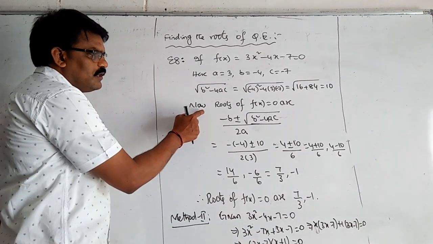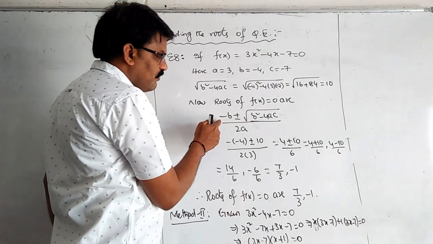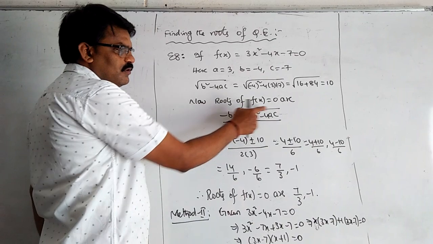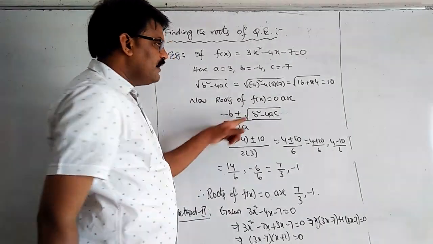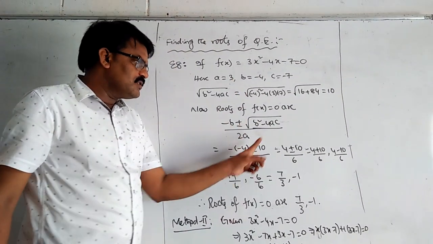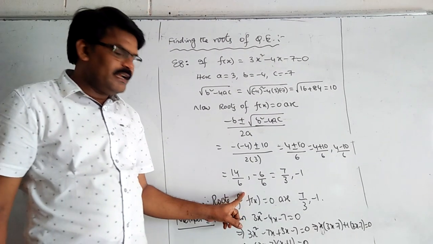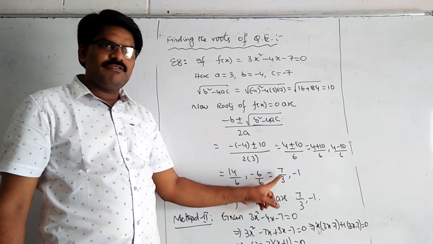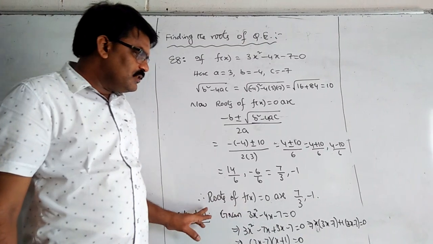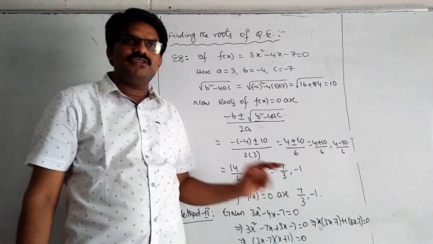Now substitute. The roots of f of x are, you know that the formula is minus b plus or minus root of b square minus 4ac by 2a. Substitute the a, b, c values in this formula, and on simplifying, we get 7 by 3 and minus 1. So these are the roots of f of x is equal to 0.